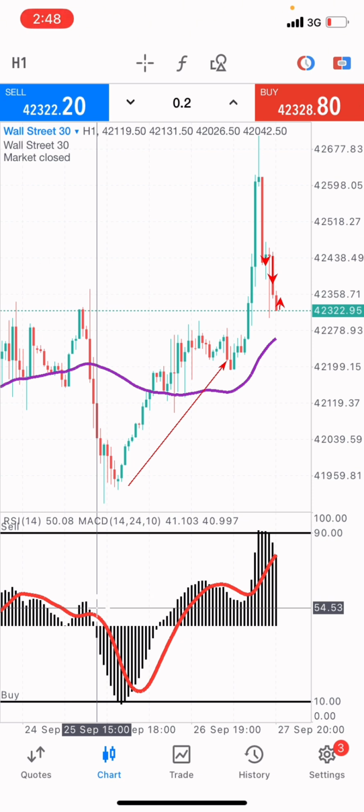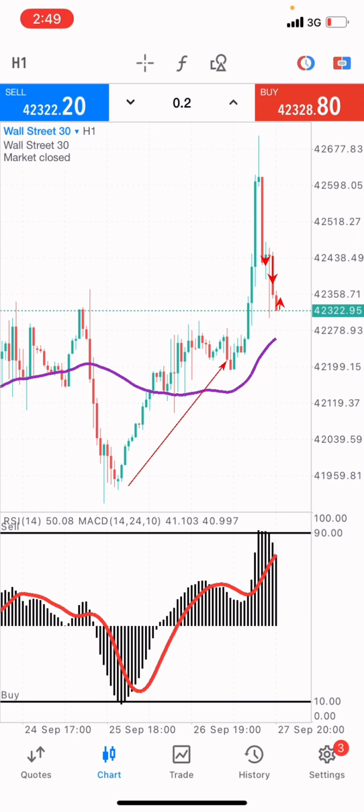You can practice on your demo account before going into your real account. And also always trade responsibly. Always trade responsibly on the market.